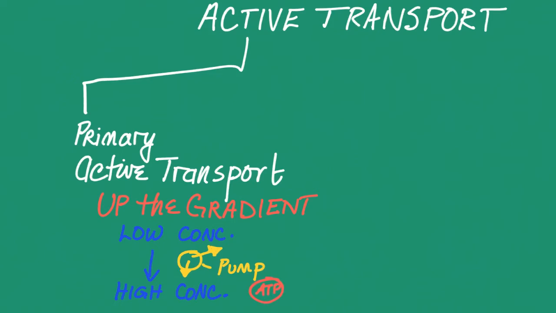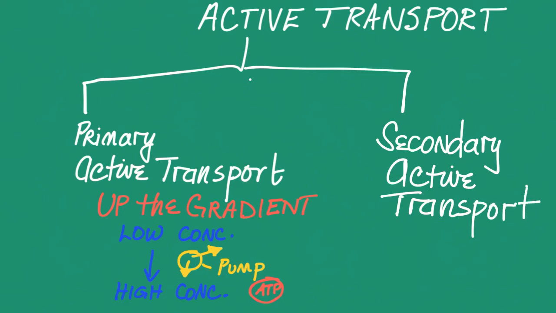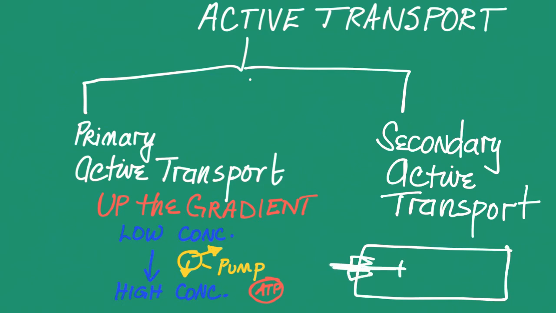So now let's take a look at secondary active transport. Secondary active transport has two things happening within the same cell. You would have molecules moving down the concentration gradient at one end and molecules moving up the concentration gradient at another end. So here's a cell with a front end, and there's a channel in the front end with molecules moving down the gradient. There's a pump at the back end with molecules moving against the gradient.